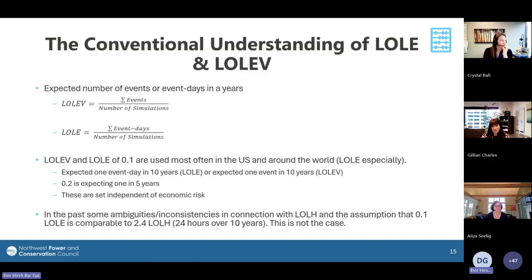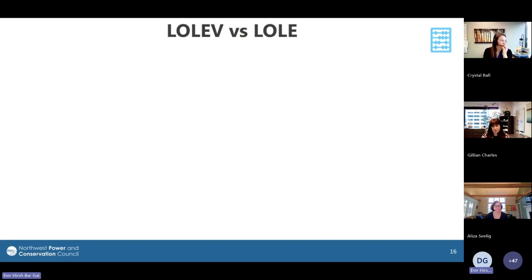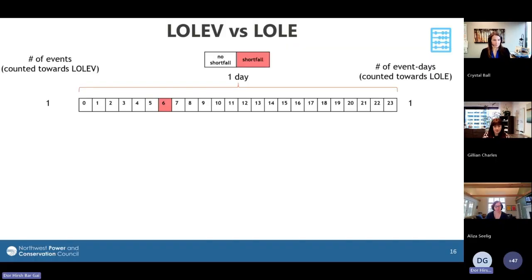Specifically, visualizing these is worth a second look, because many utilities use LOLE. The WRAP also uses LOLE, so here is a little visualization of how they are actually different. Let's take a 24-hour day. Shortfall is the salmon color. On the left, this is how we count events towards loss of load events. On the right is how we count events towards loss of load expectation. In this case, both of them would see only one.